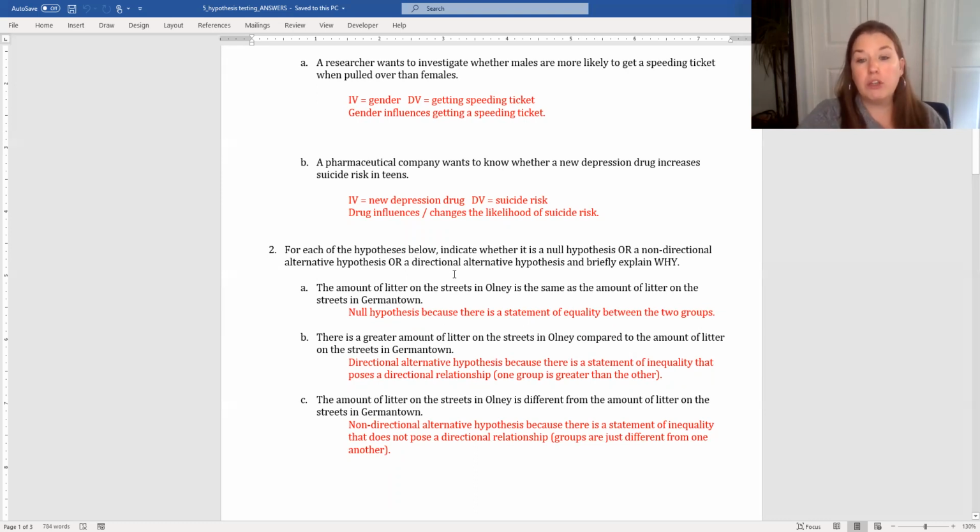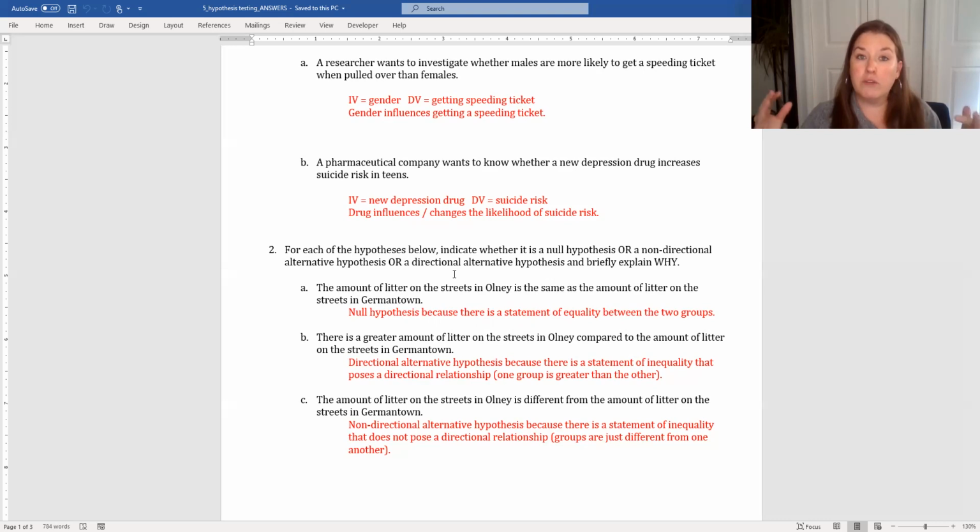Then 2 is having you practice if it's a non-directional or a directional alternative hypothesis. So remember, always, always, always for these, you're always going to have a null hypothesis that is a statement of equality, right? That there's no difference on the dependent variable between groups of the independent variable. The null is always that the two groups are equal.